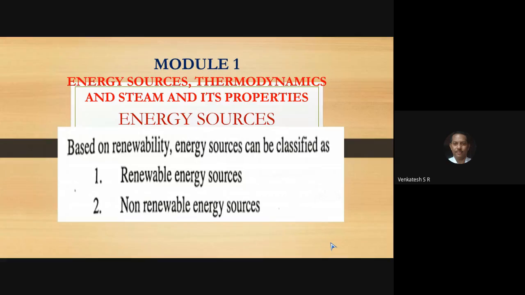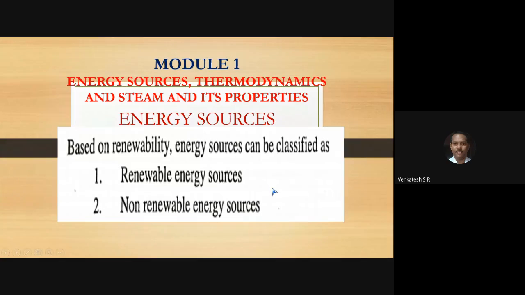The energy sources are classified into 2 types. One is renewable energy sources, another is non-renewable energy sources. Renewable, the name itself indicates renew: the energy material is available, and if you use it, the energy is again available. That is called renewable energy sources.